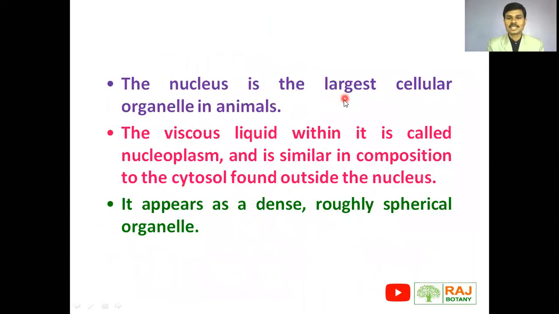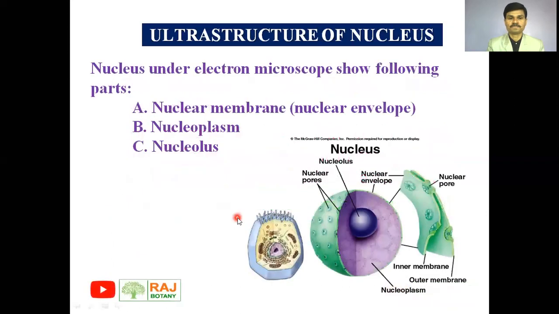The nucleus is the largest cellular organelle inside animal cells. As far as the plant is concerned, the vacuole is the largest cell organelle. The viscous liquid contained inside the nucleus is called nucleoplasm, and it has a composition similar to the cytosol found outside the nucleus. The nucleus appears as a dense, roughly spherical organelle.